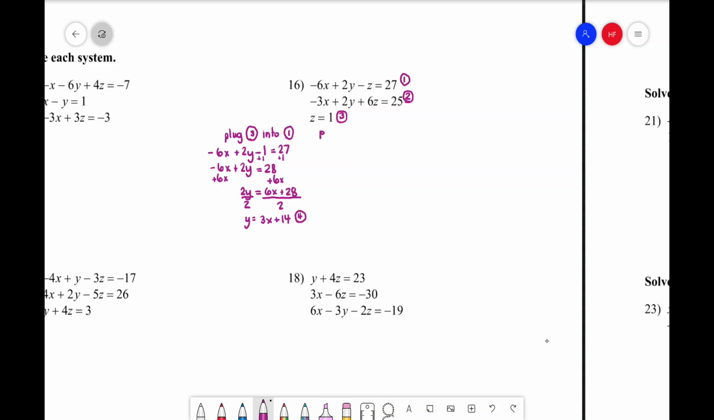Let's plug 4 and 3 into 2. So instead of writing y, I'm going to be writing 3x plus 14. Instead of writing z, I'm going to write a 1. So negative 3x plus 2 times 3x plus 14, that's the y, plus 6 times 1, that's my z, equals 25.